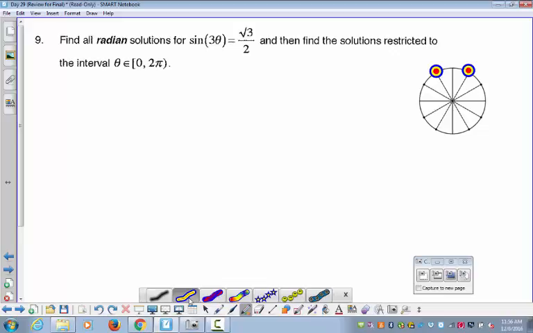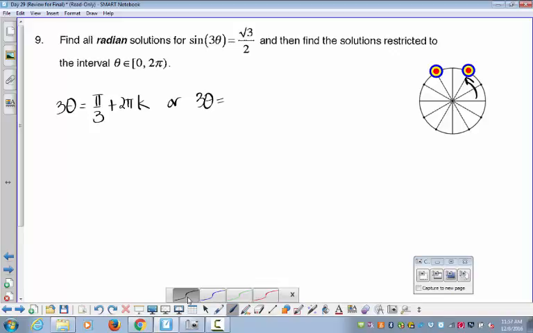And sine being the second coordinate, we have a couple of options here. So this tells us that 3 theta is either equal to pi over 3 plus 2 pi k, or 3 theta is equal to 2 pi over 3 plus 2 pi k. So those are our two options, our two choices.